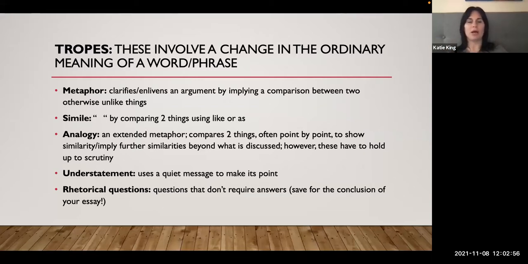Understatement is using a quiet message to make its point, right? A lot of people know the term shade, right? Shade is kind of a form of understatement because we're not saying everything that needs to be said, because if we did, it would be overstatement, right? If we went too far and explained too much. Understatement is where we use less, but we make that same point, right?